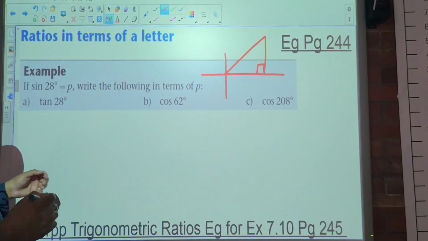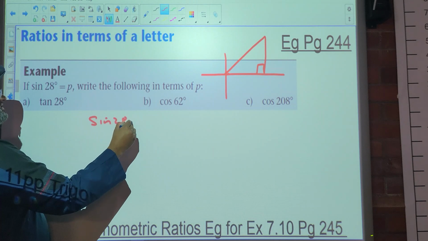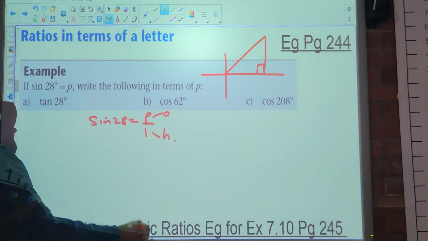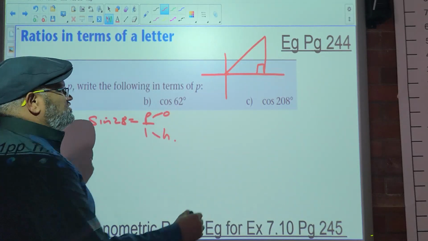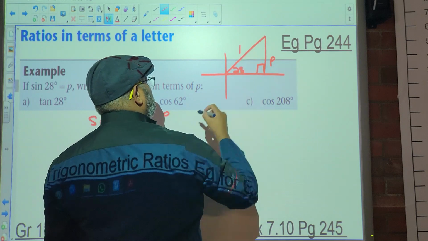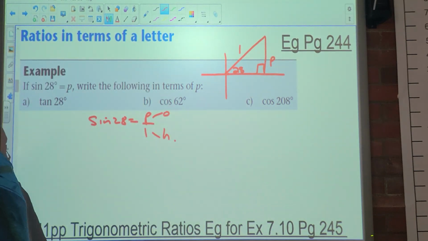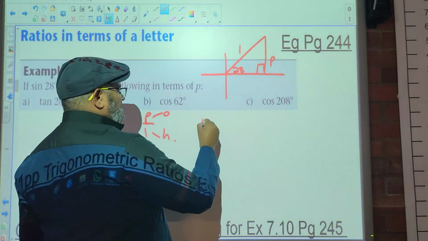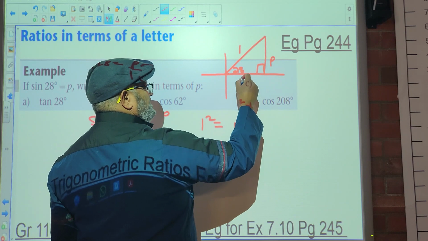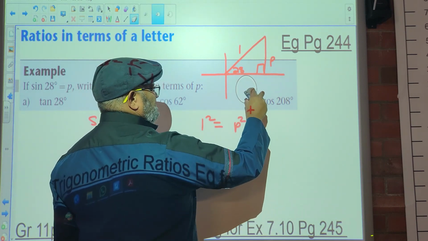Not so? So what does sine stand for? You look at sine 28. Sine is opposite over hypotenuse. So if this is your 28 degrees here, opposite is p, the hypotenuse is 1. So how do I calculate that other side? Hypotenuse squared is equal to the sum of the other two sides squared. Let's call this x for now, or let's call it adjacent. Okay.